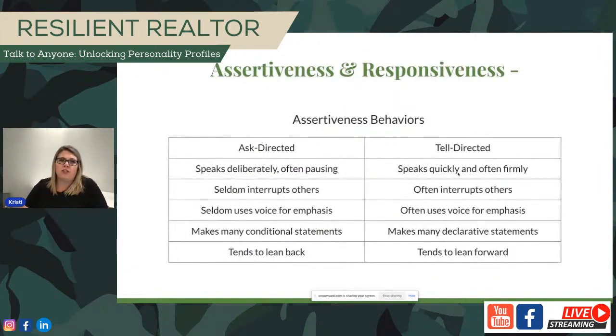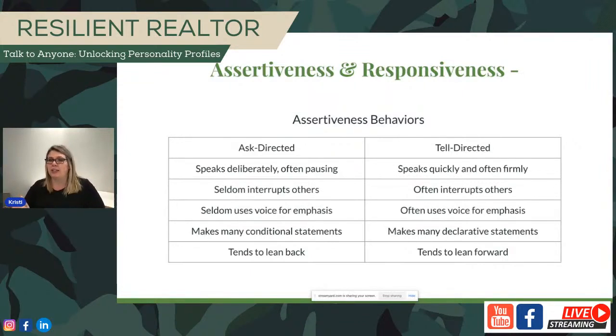So just to give you a quick reminder, this ask directed, tell directed is a very important piece when you're working with these personalities. So remember, ask directed is going to be your analytical and your amiable. So they're not going to interrupt others, right? They're not going to try to take control of a situation. They're going to ask a lot of questions. They're going to move slower, right?